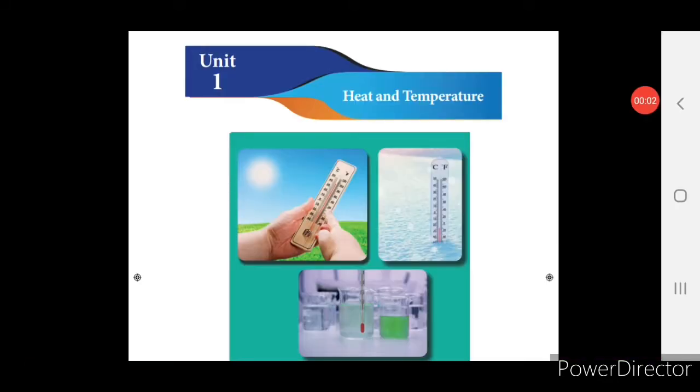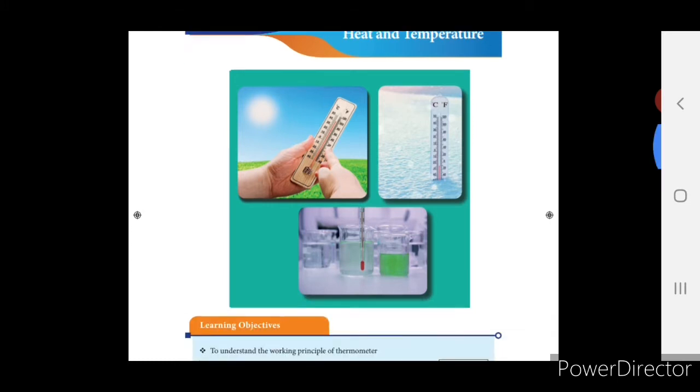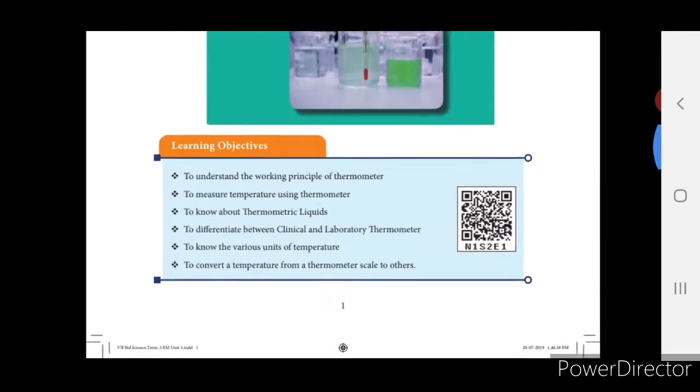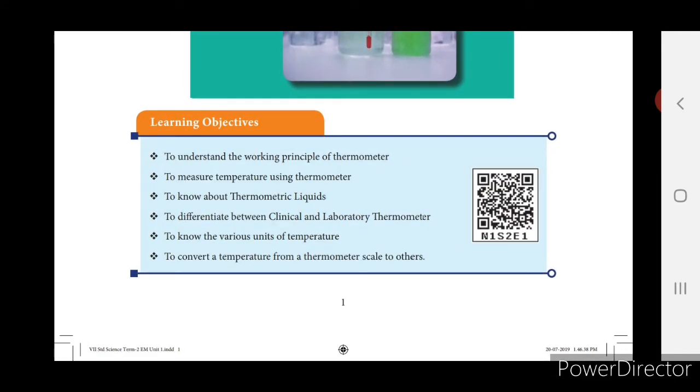Hello children, this is for 7th standard science, second term, physics, unit 1, heat and temperature. In today's class we are discussing heat and temperature. First we will see, it's on page number 1, the learning objectives.